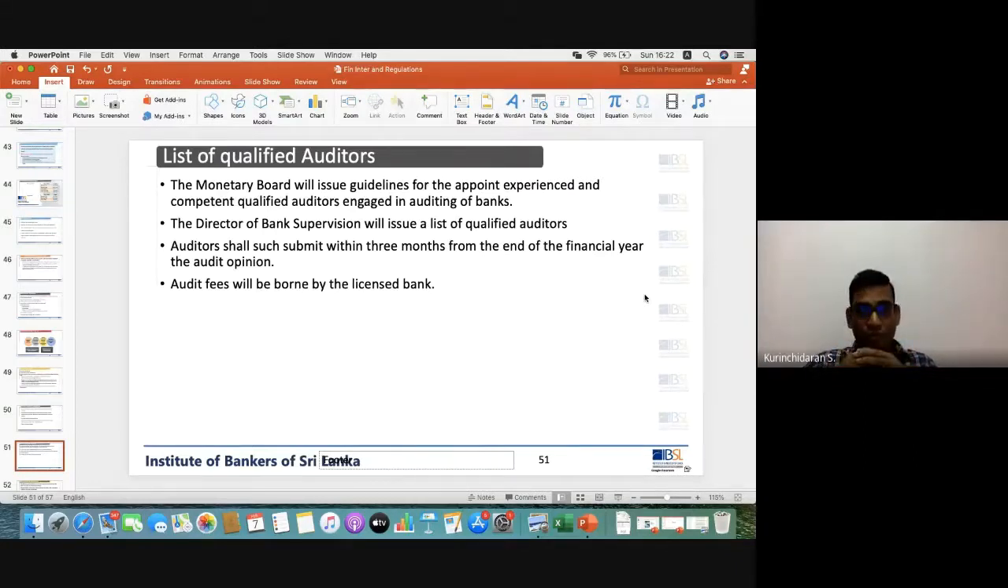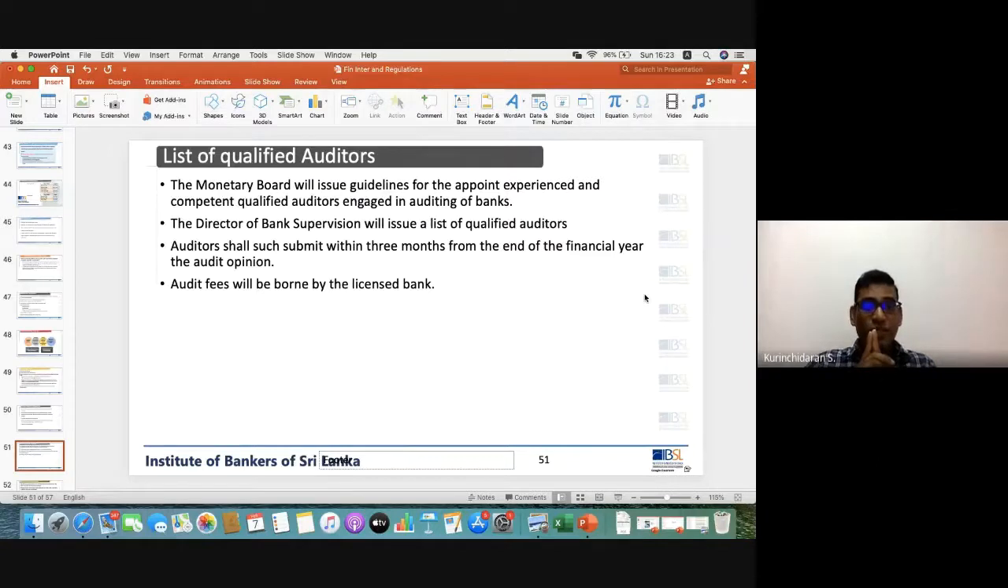So under the Monetary Act, the power is clearly vested with the Director of Bank Supervision Department. And the Banking Act also gave so many powers to the Director of Bank Supervision. From time to time, they issue so many directives, along with the Monetary Board. One of them is the qualified auditors list. The Director of Bank Supervision will issue a list of qualified auditors. Only those auditors can audit the banks.